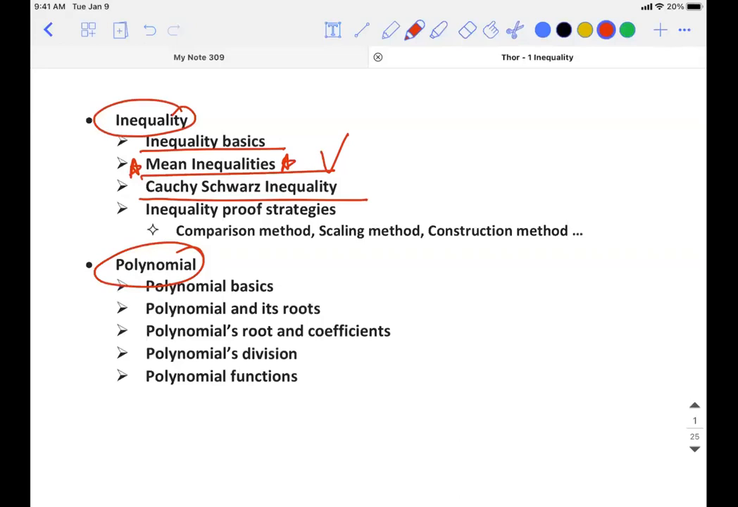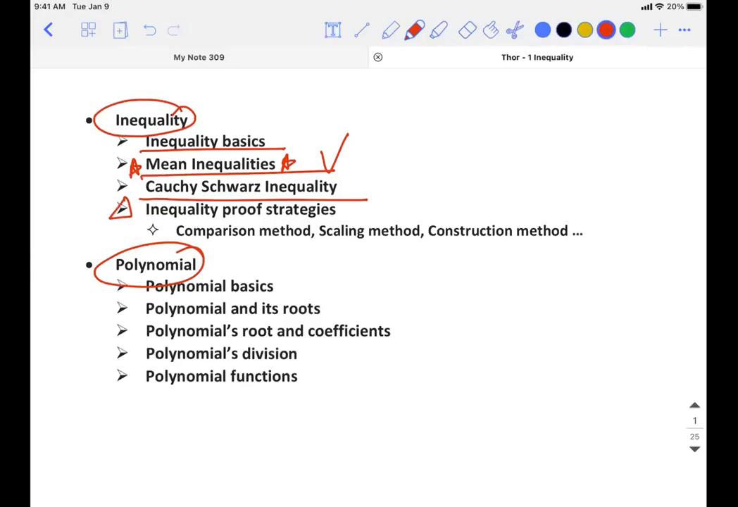All right, and at last, we're going to talk about our inequality proving strategy. This is going to be a combination of all those kinds of inequalities. For instance, we're going to talk about comparison methodologies, scaling methodologies, construction methodologies. By the time I show you different ideas on how to use the proving strategies we introduced, we will try to solve all those kinds of inequality problems.